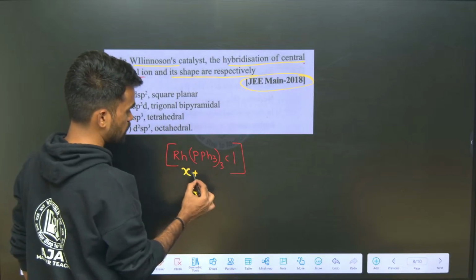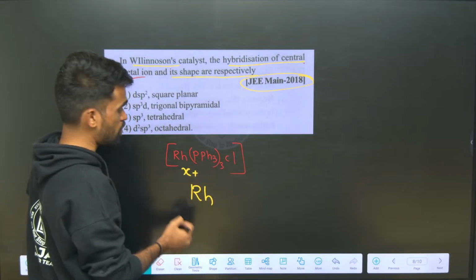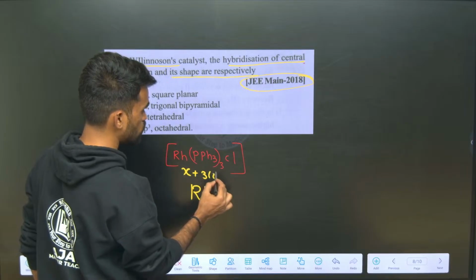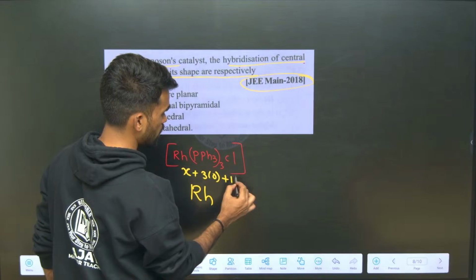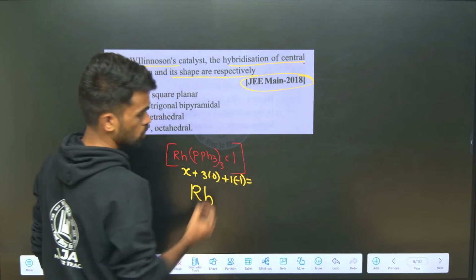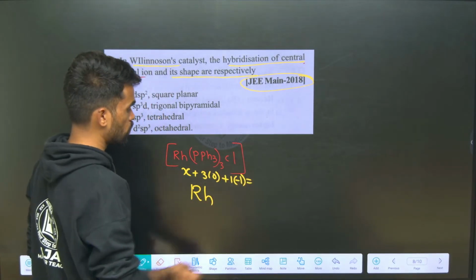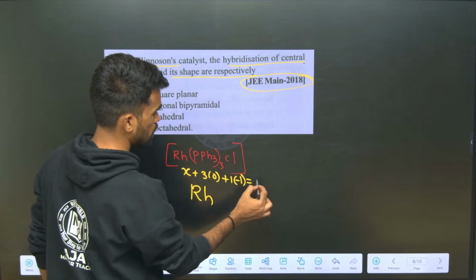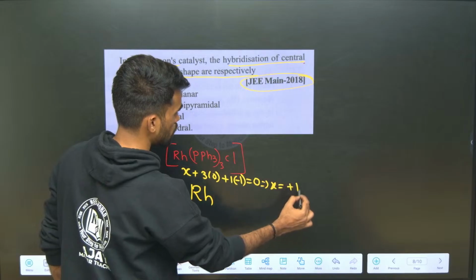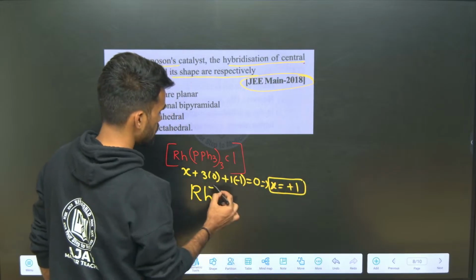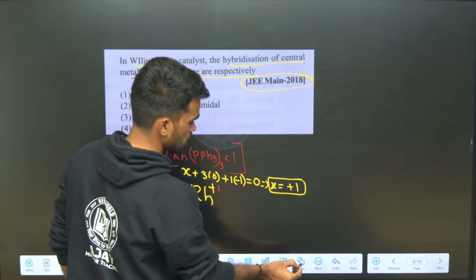Find the oxidation state first. There are 3 triphenyl phosphines, 3 into 0, since the oxidation state of each is 0. So overall it is 0, and the chloride ion has charge -1. Overall it is a neutral molecule, so take it as 0. So X plus 0 minus 1 equals 0, so the oxidation state is +1. So rhodium is in its +1 oxidation state.